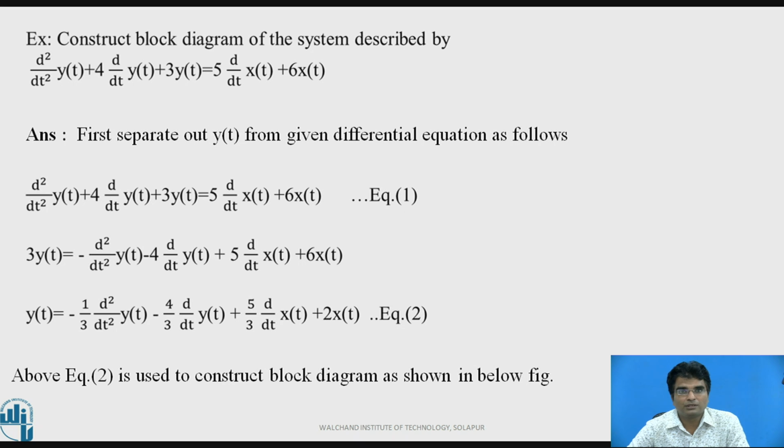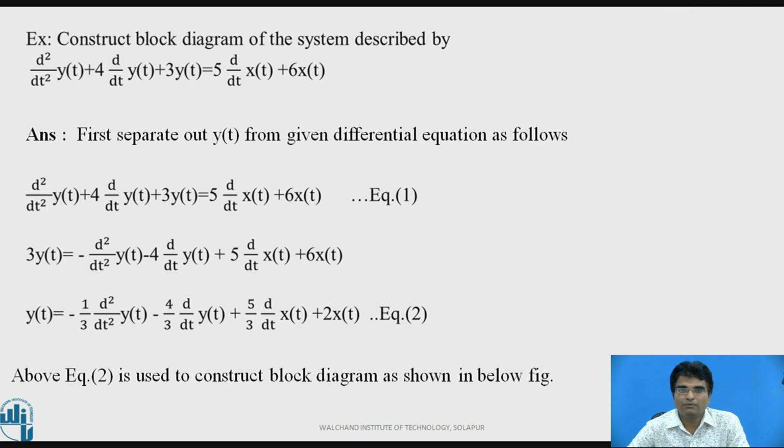Example: construct a block diagram of the system described by d square by dt square y of t plus 4 d by dt y of t plus 3 y of t equals 5 d by dt x of t plus 6 x of t. Answer. First, separate out y of t from the given differential equation as follows: d square by dt square y of t plus 4 d by dt y of t plus 3 y of t equals 5 d by dt x of t plus 6 x of t, that is given by equation 1.